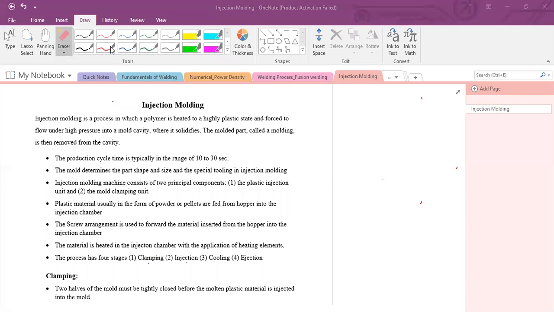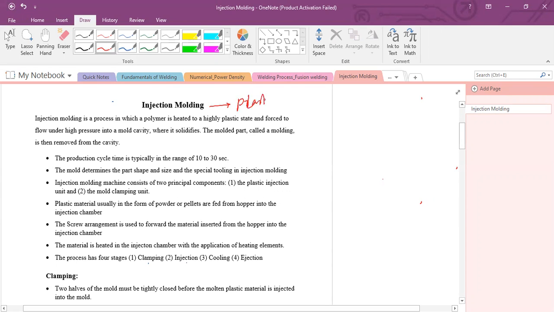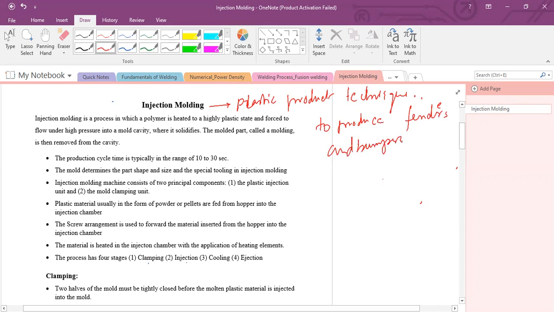In this topic, I will explain the injection molding process. It is a plastic product manufacturing process or manufacturing technique. It is highly used in the automobile industry to produce fenders and bumpers. To produce fenders and bumpers, high capacity injection molding machines are used.